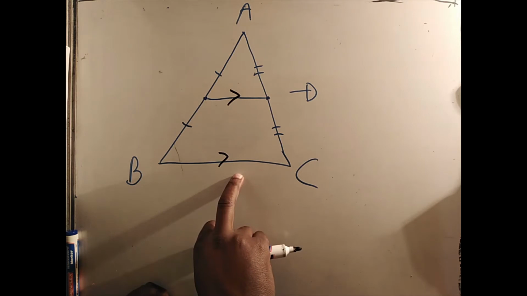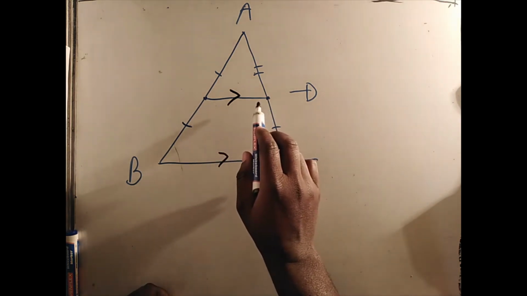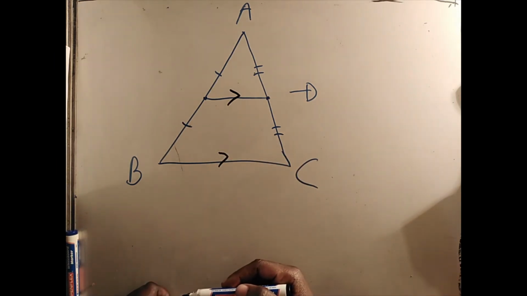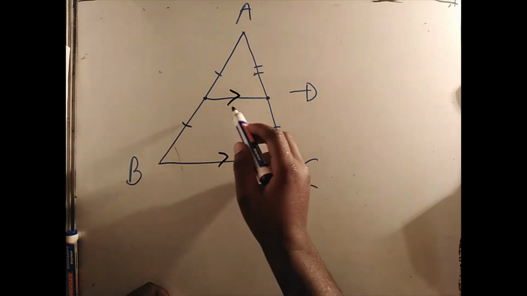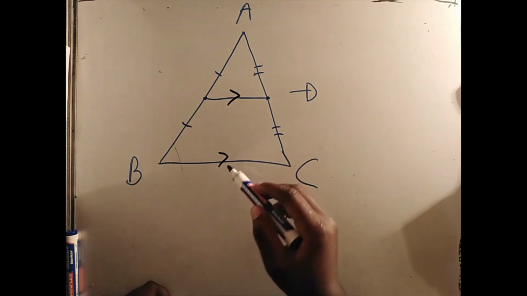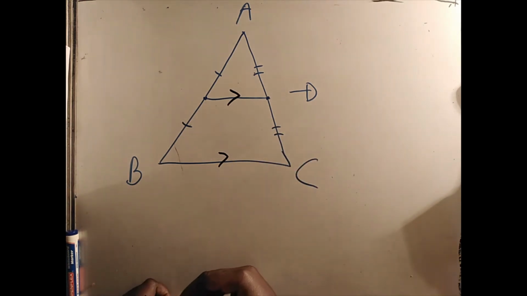And then number two, they say this line is half of this line. Does that make sense? So if this is 2, this is 4. That's basically what it means.